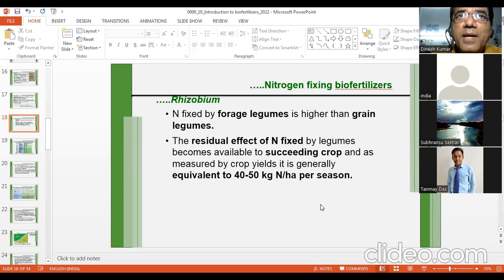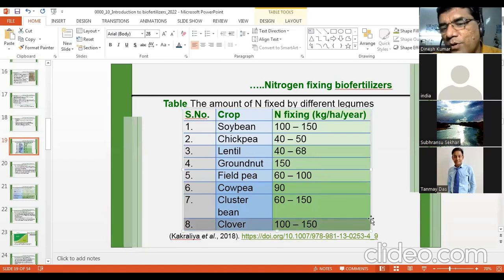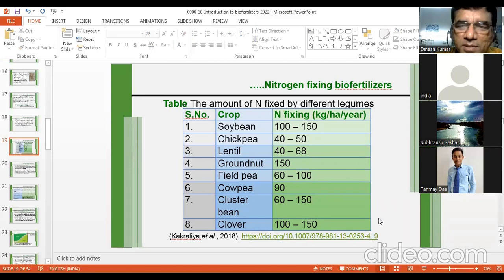So this much will remain in soil. Rest will be harvested in the biomass, plant biomass. Now you see nitrogen fixed by different legumes. In this case, you can see soybean 100 to 150, chickpea 40 to 50, lentil 40 to 68, groundnut 150, field pea 60 to 100, cowpea 90, cluster bean 60 to 150, and clover 100 to 150. See, this is clover. So clover is maybe berseem or something like that.